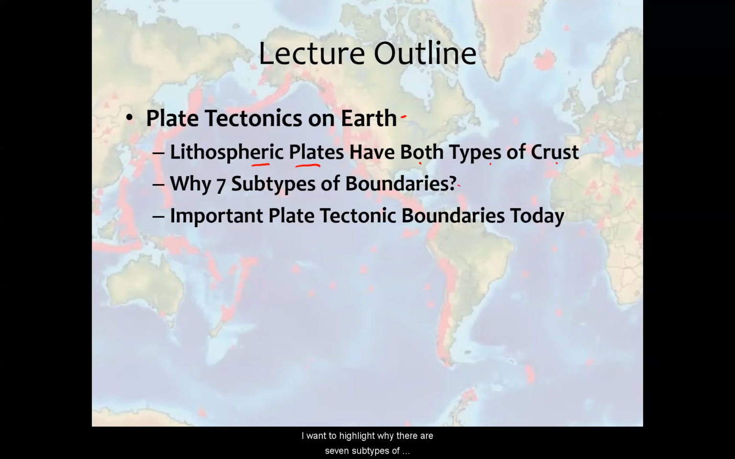I want to highlight why there are 7 subtypes of boundaries. We talked about each of those 7 subtypes before, but I'm going to talk a little bit about why there are 7 and not 6 or 9 or what have you. And then I'm going to mention some important plate tectonic boundaries today that you really should know either as examples or because they have an effect on life in the US. Since this is a US-based course, it's often prudent to talk about those plate tectonic boundaries that affect us more than others.